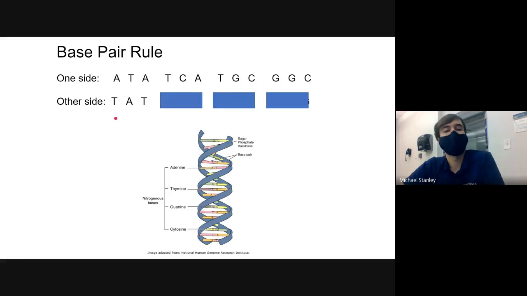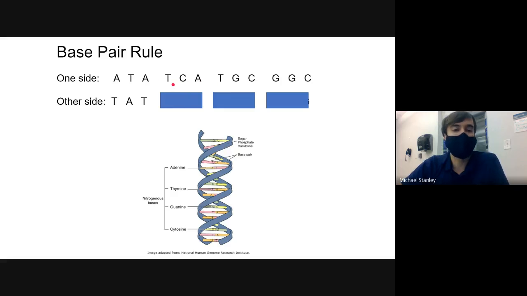Because we have an A on one side, we have to have a T on the other side. Because we have a T on one side, we have to have an A on the other side. A on one side means we have to have a T on the other side.